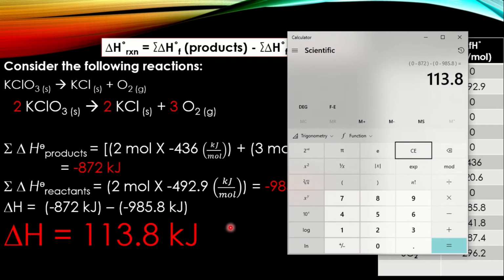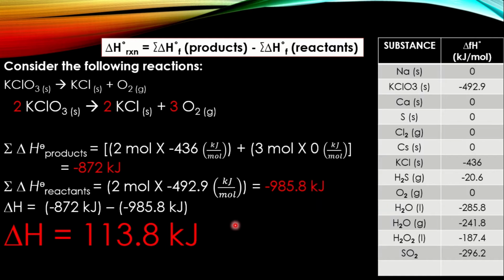What does that mean? Kapag positive ang ating change in enthalpy, then that means the reaction is endothermic. Kapag sinabi nating endothermic, the system will absorb the heat. Kapag negative naman ang ating change in enthalpy, ibig sabihin, the system will release the heat, magiging exothermic. Since our answer here is positive, ibig sabihin, this is endothermic. Yung value na nakuha natin, since positive, yun yung amount na i-absorb ng system.